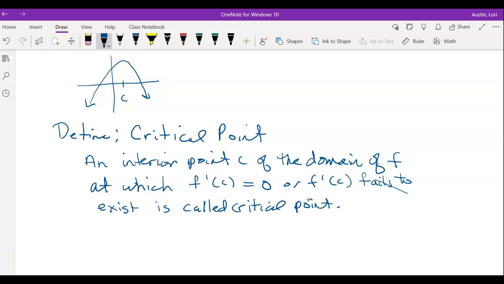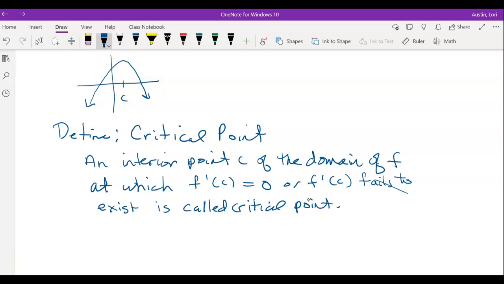What does that mean it fails to exist? Well, keep in mind, we're talking derivatives. Derivatives are slopes. We know horizontal slopes are 0. That makes sense. That gives us our max and mins. What kind of slopes don't exist? Yeah, vertical tangent lines. That actually gives us some information too.